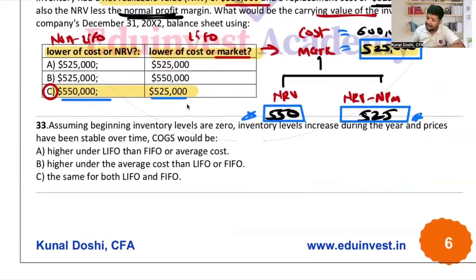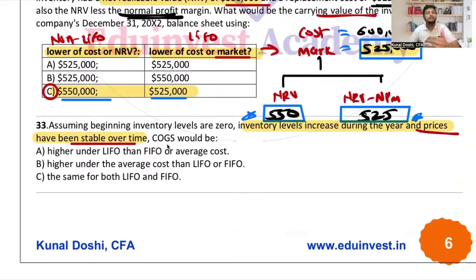Okay, we have one more question. Assuming beginning inventory levels are zero, so there is nothing beginning. Everything is purchased and sold. Inventory levels increase during the year and prices have been stable. Guys, when the prices are stable, does it matter whether you use LIFO, FIFO or weighted average? Does it matter when the prices are stable?